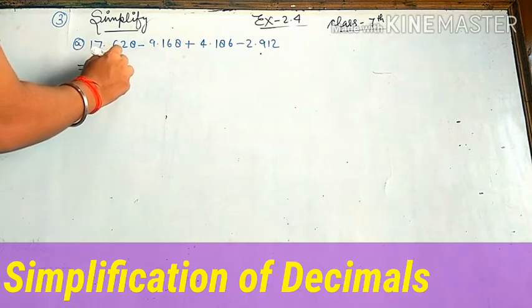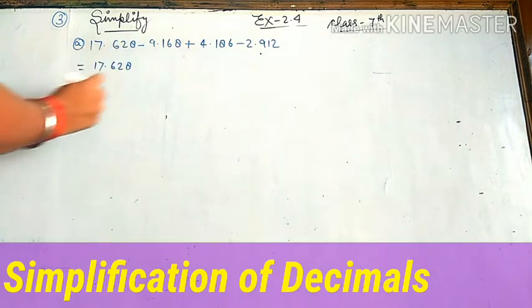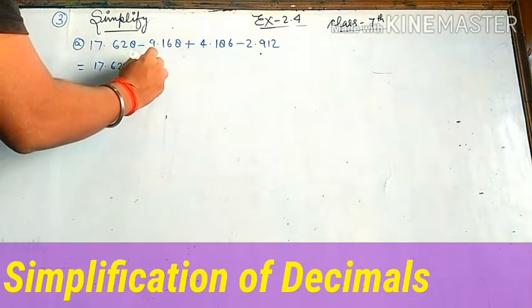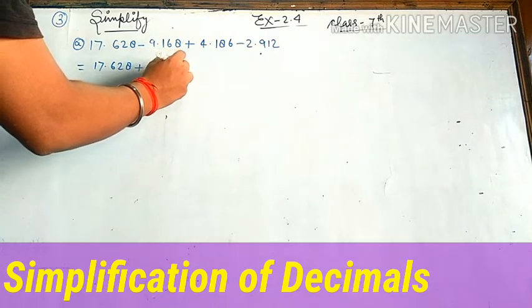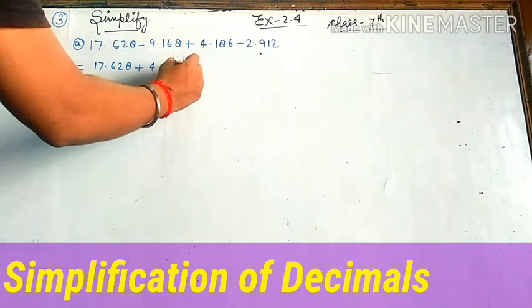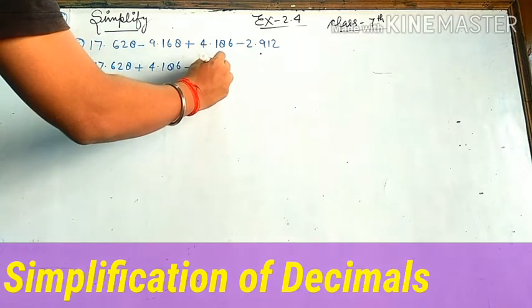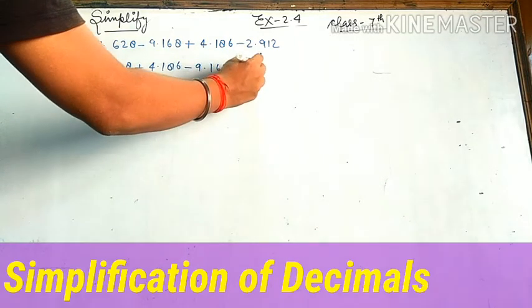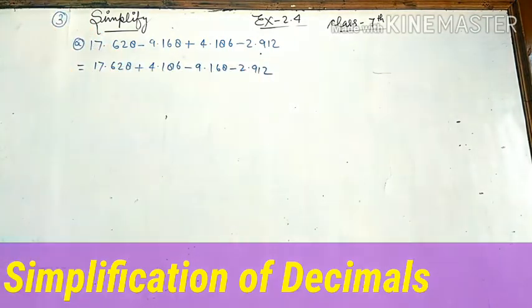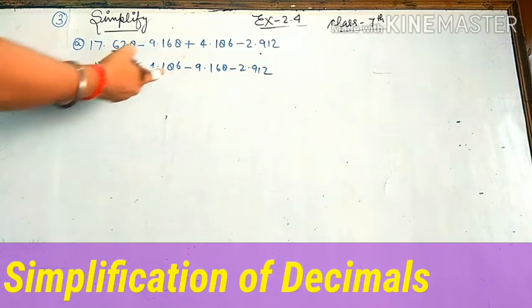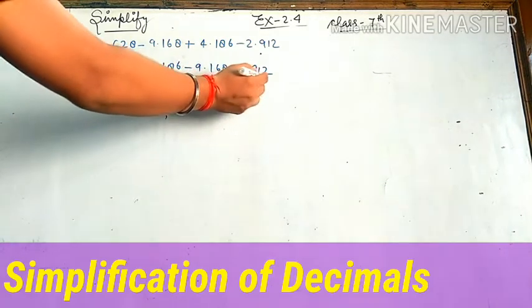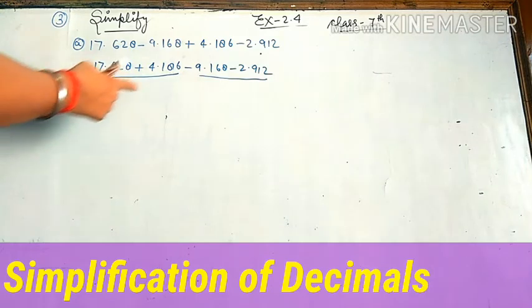We will group 17.628 plus 4.186. Then we will write minus 9.168 minus 2.912. Now add this one and add this one.